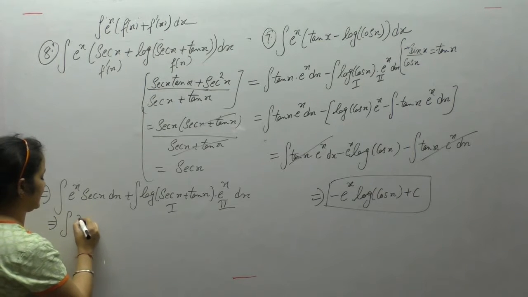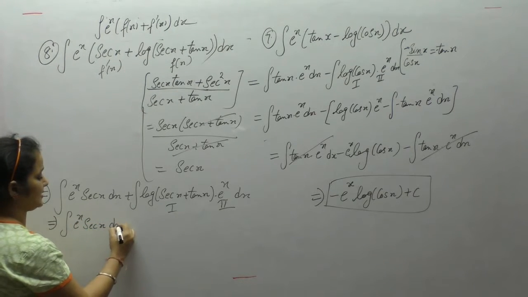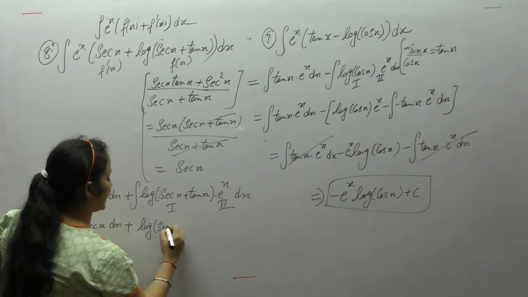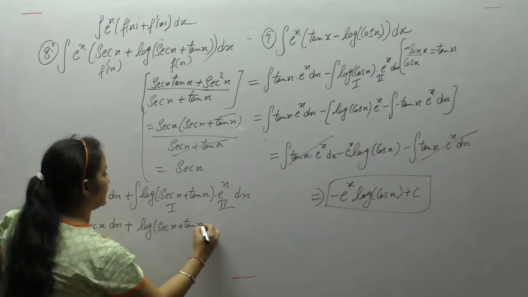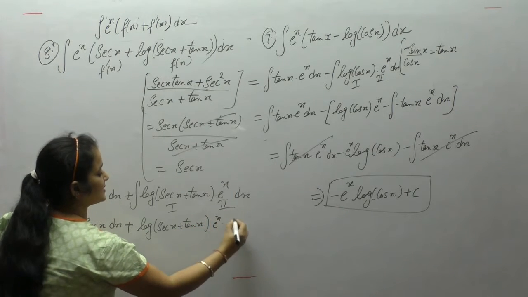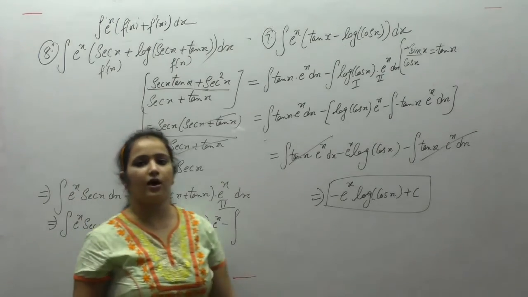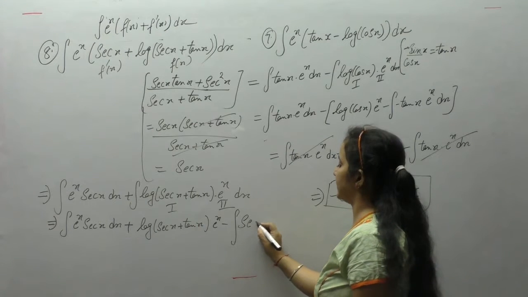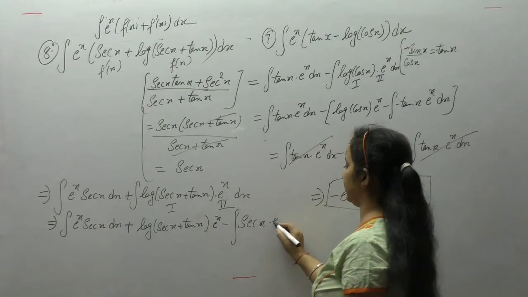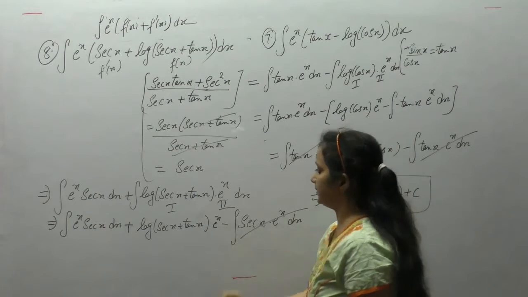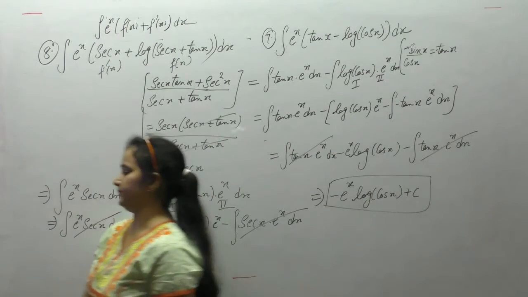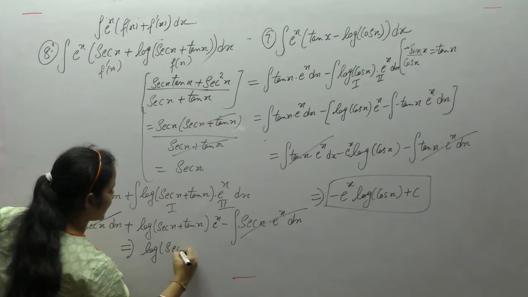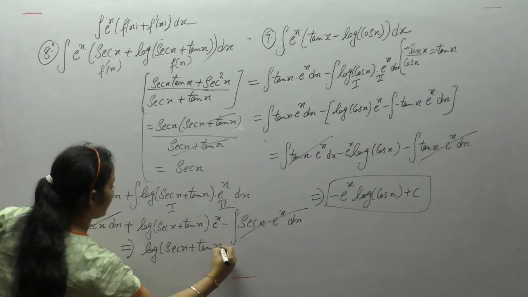First integral as it is, e^x sec x dx, plus first function as it is, log of sec x plus tan x. Integral of e^x is e^x, minus integral of derivative of first function, but we get the derivative of this as sec x, and integral of e^x is e^x. This term and this term will cancel. Log of sec x plus tan x plus c.